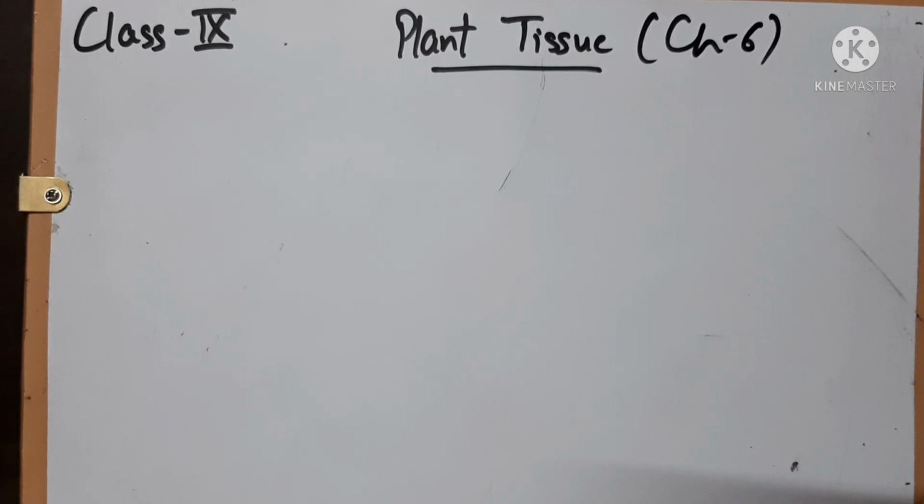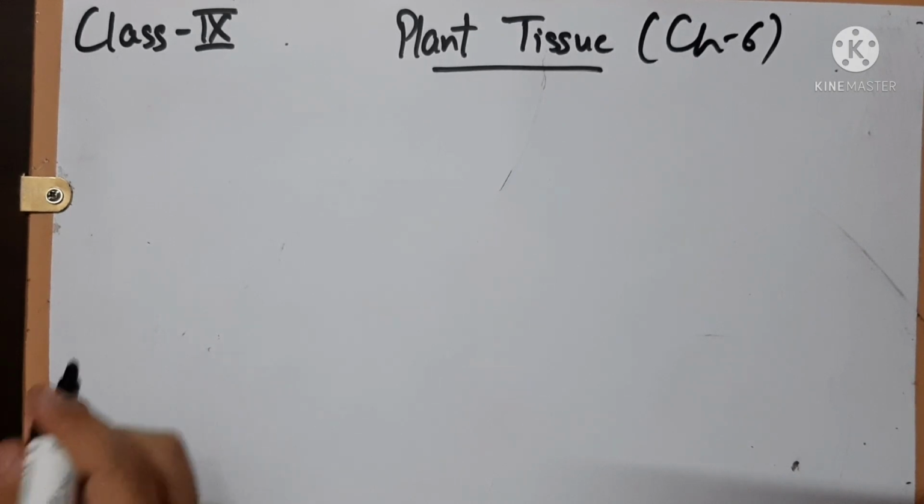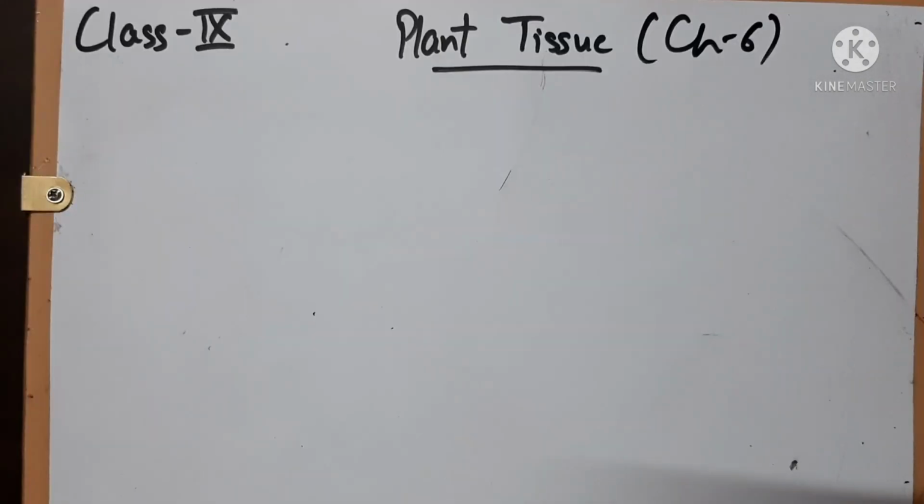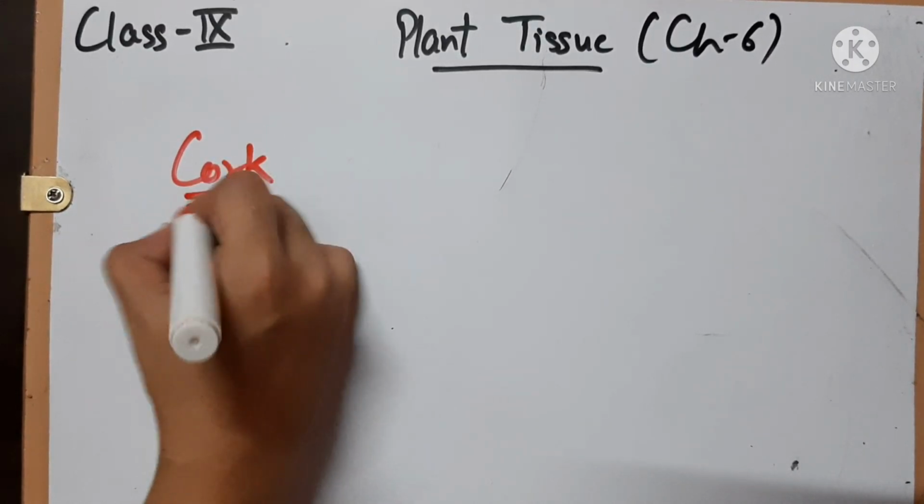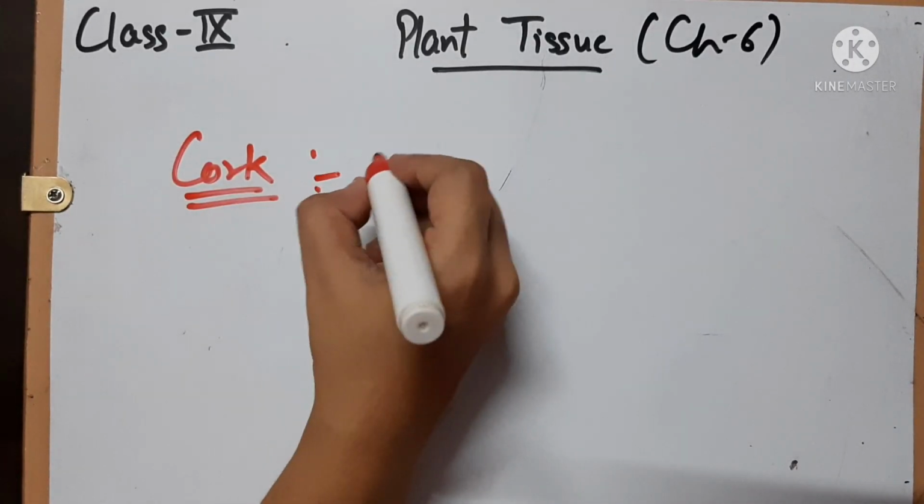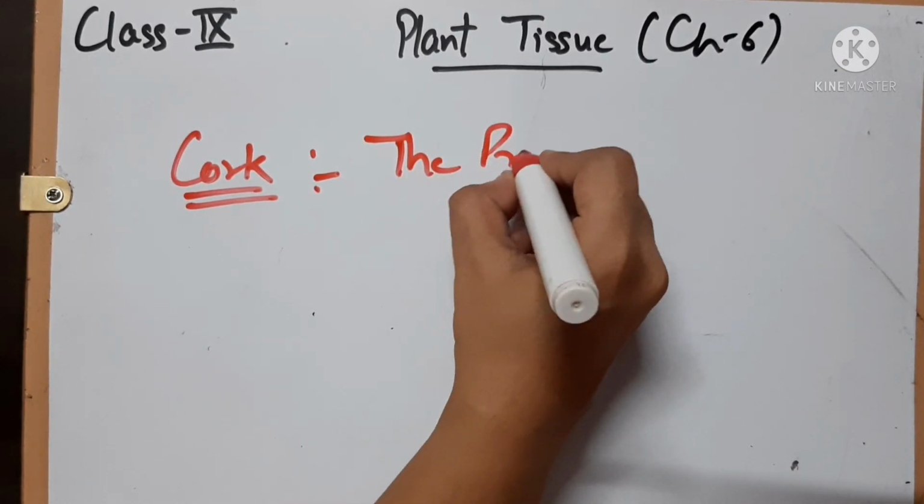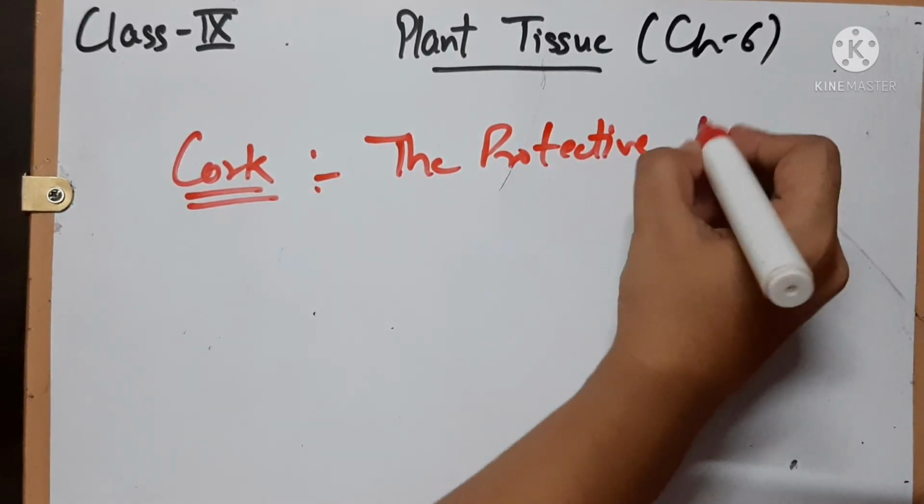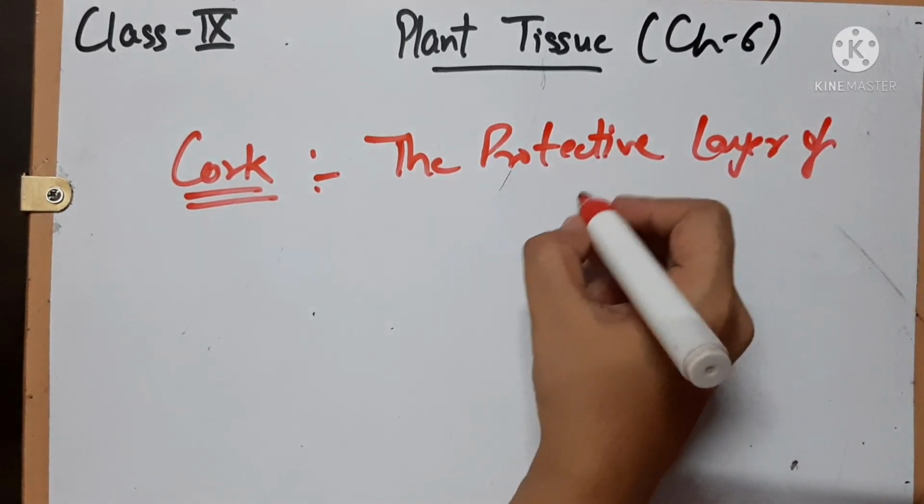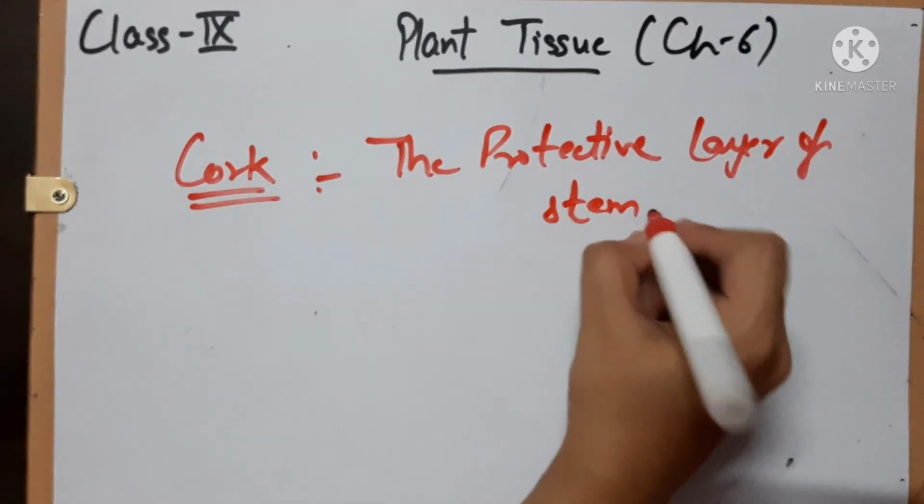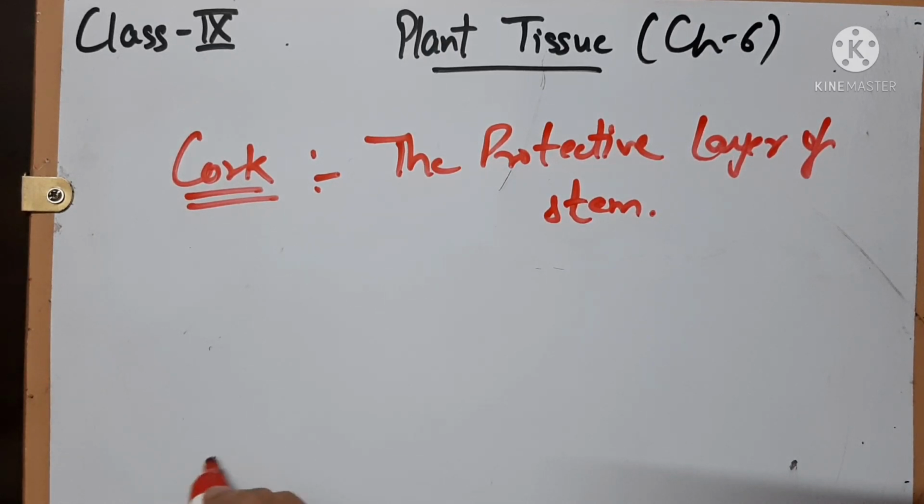the bark or stem of the trees? Yes, that is very brown in color, very hard, and you can also scrape it, right? So what is that layer, or how does the green stem of the plant turn into that hard brown colored stem, or you can say trunk of the tree? So that is cork, the protective layer of stem.